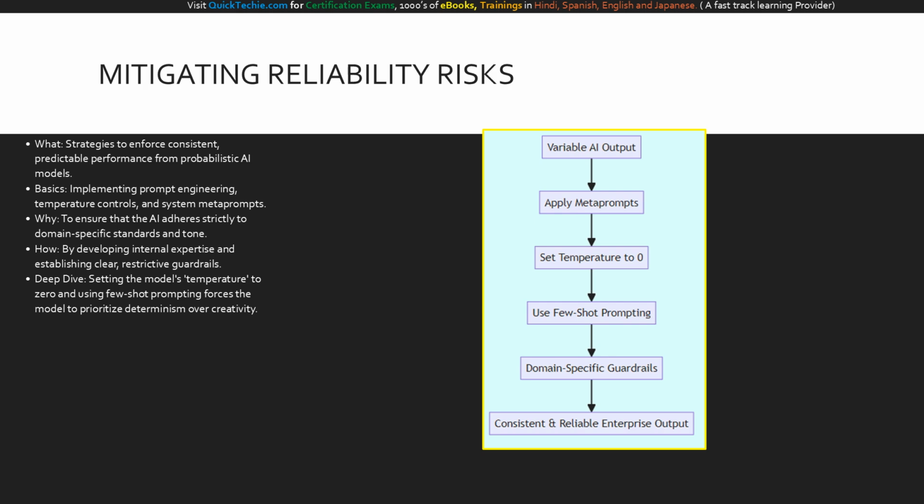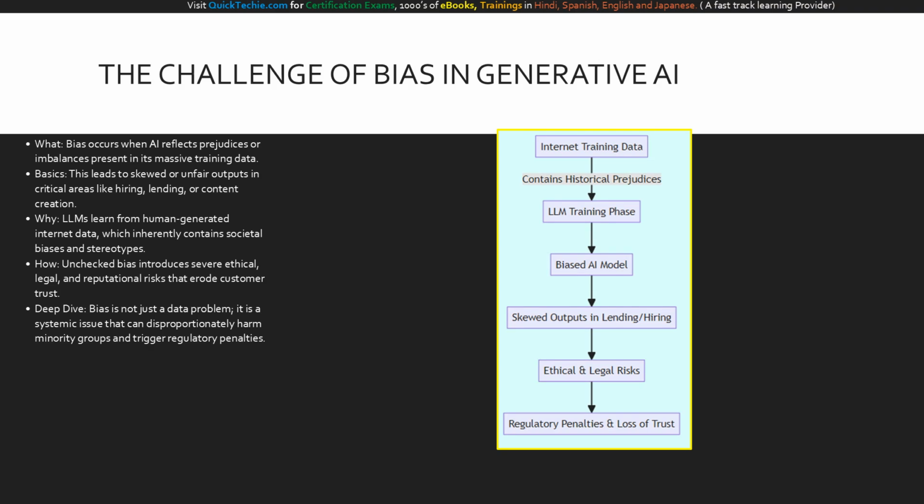mission-critical business processes. Our third foundational challenge is arguably the most complex: bias. What is AI bias? It occurs when the generative model reflects and amplifies the prejudices, stereotypes, or demographic imbalances present in its training data, leading to unfair or skewed outputs.